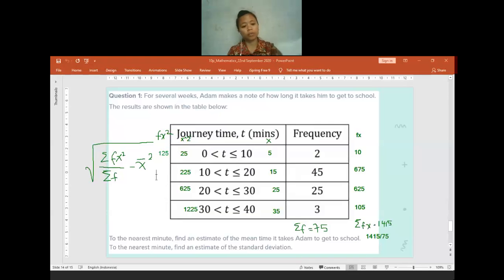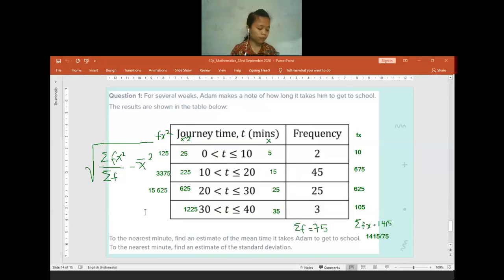So we have 25 times 5, it will be equals to 125. And then after that 225 times 15, my brain is not capable to calculate it. Let me use my phone to calculate. 15 times 225, it will be equals to 3375. After that, we use the other number, we have 625.